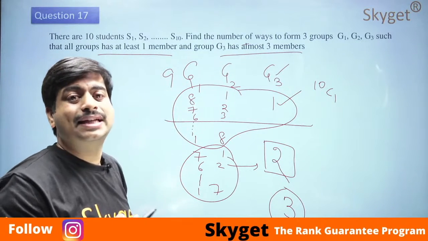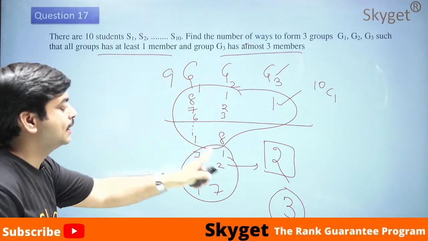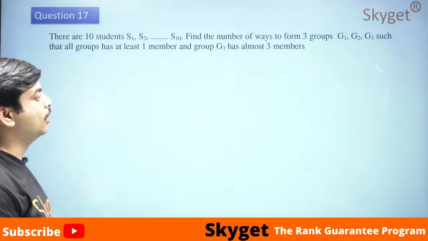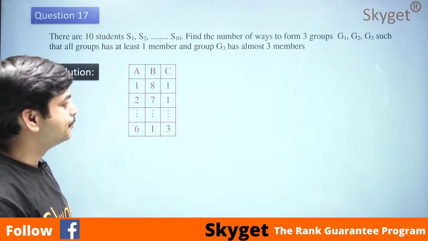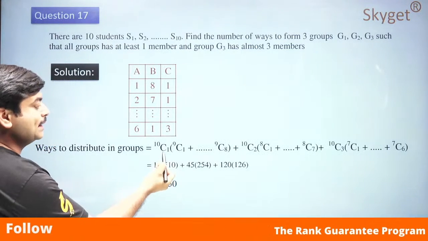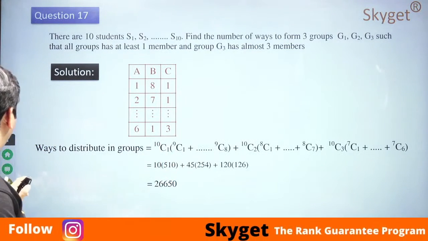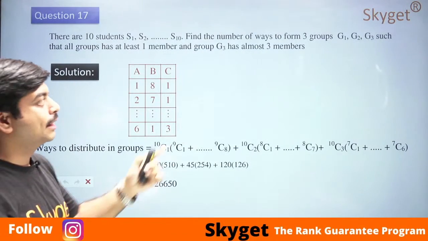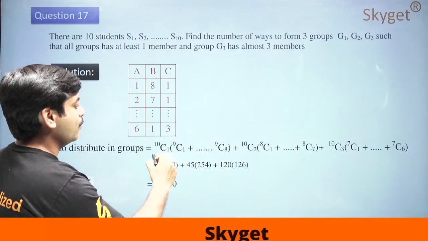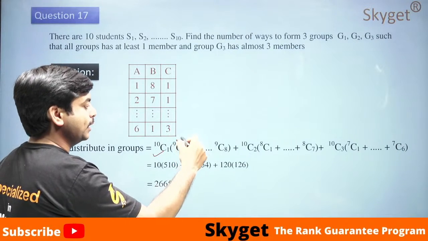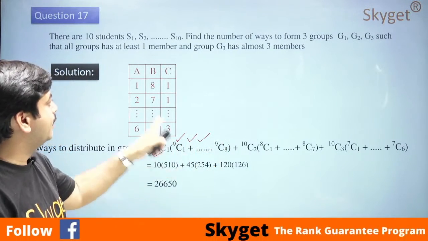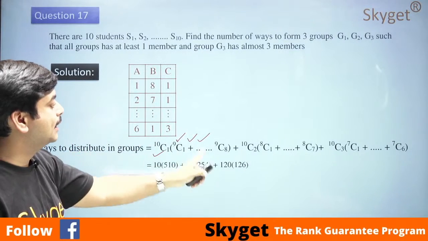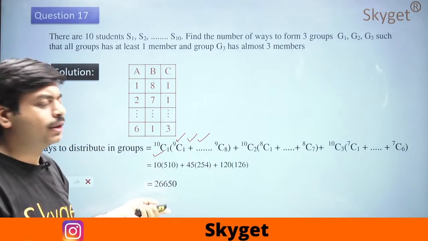So all these cases should be added, in the same way for this one. So if you see all this, these are the different types of groups you'll be forming. Okay, so as I said, 10C1 will be the one person you'll be selecting for group G3. Once 10C1 is done, the remaining people you can allot 9C1 or 9C2, 9C3. Select 1 and give it to G1, select 2, select 3, or select 8 and give it to G1. All the different combinations are here.